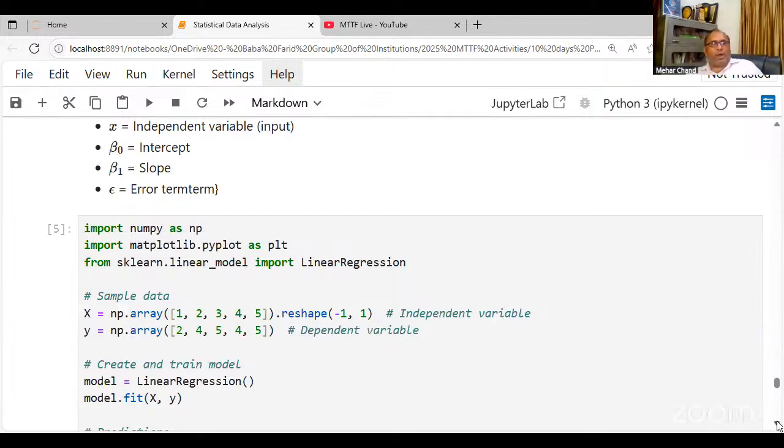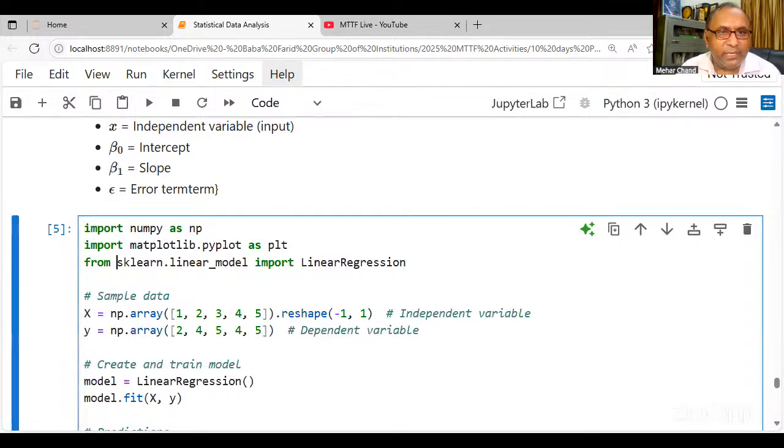These are the libraries which are required for this linear regression. First we need to import numpy as np and matplotlib.pyplot as plt to visualize our data. Next, we are using linear regression from scikit-learn. This is one type of machine learning model. From sklearn.linear_model, we will import LinearRegression.